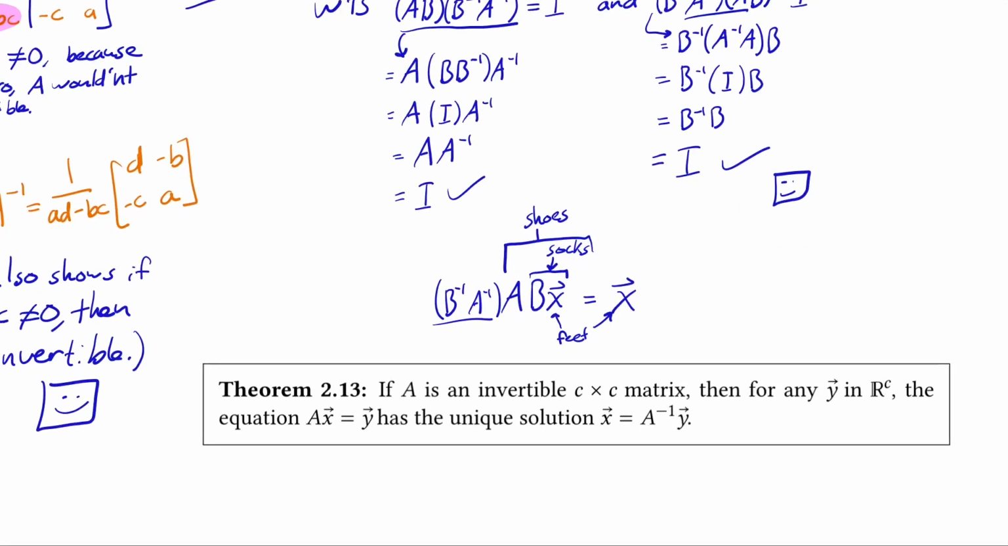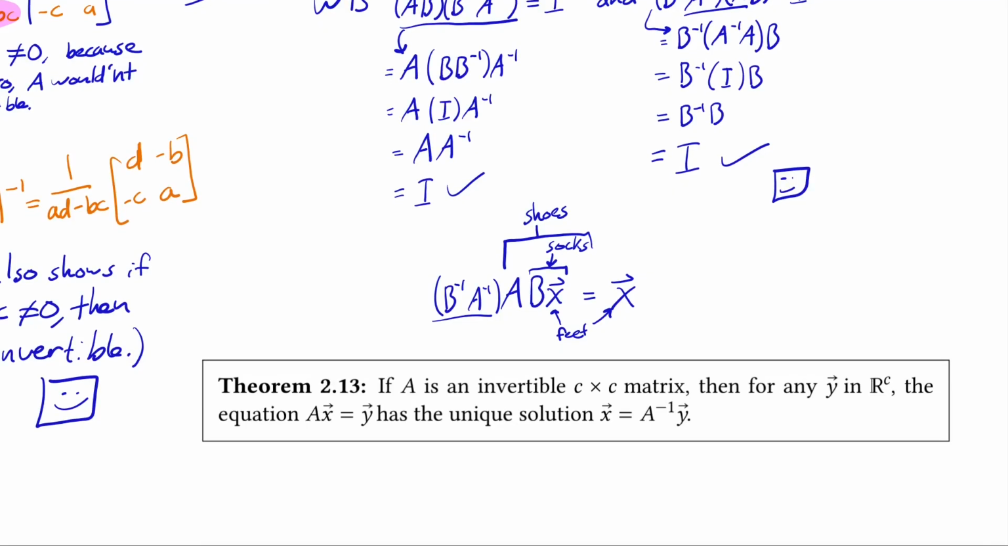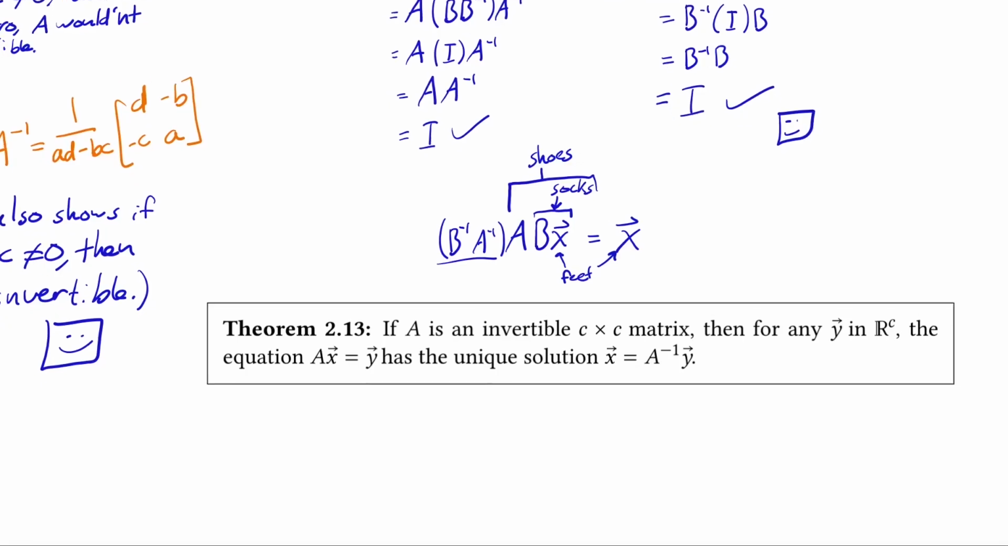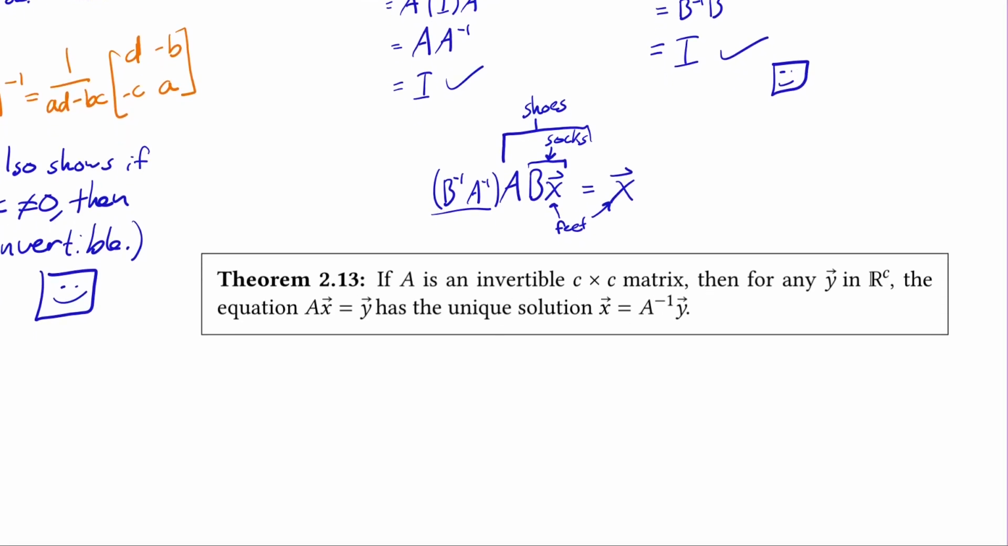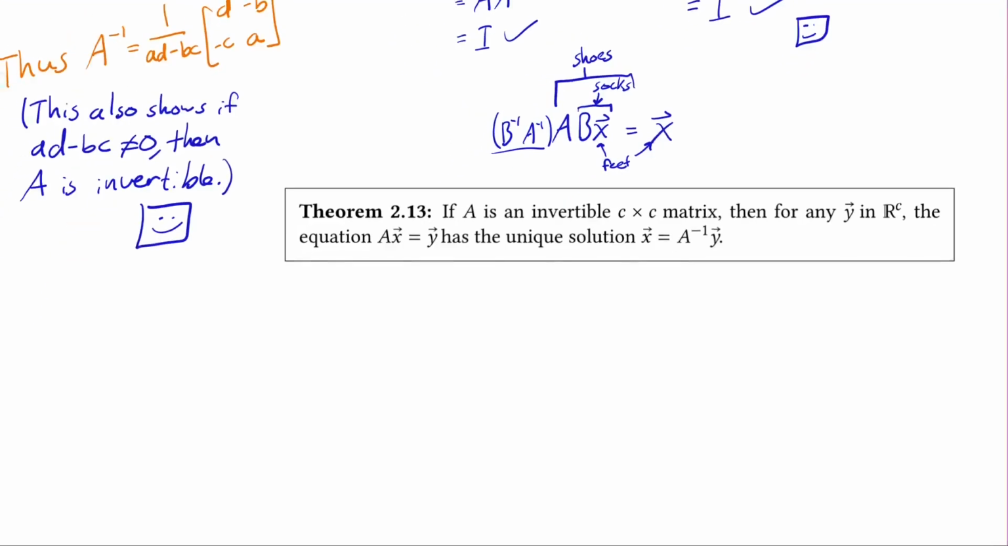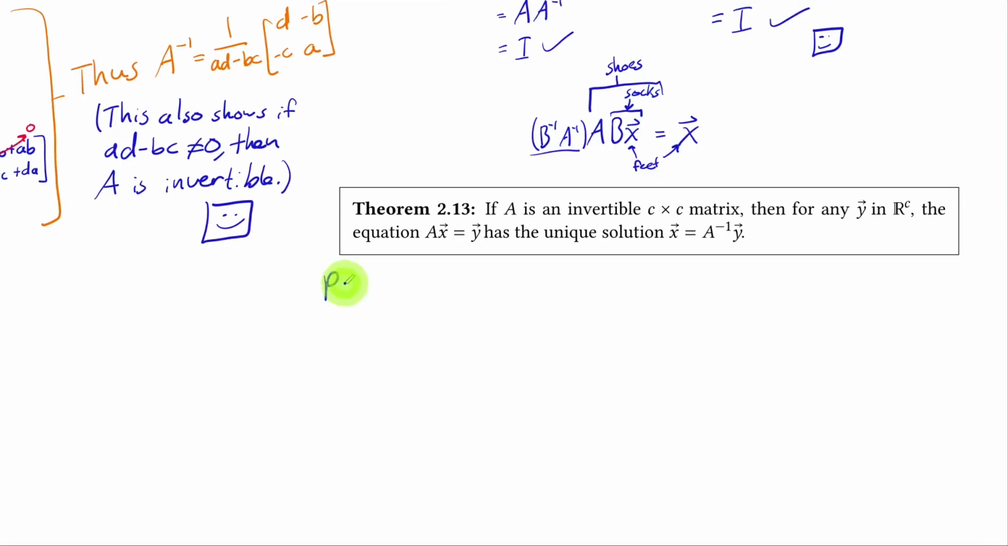Anyways, let's look at theorem 2.13 really quick, and then we will call it a day. So this says if A is an invertible C by C matrix, then for any vector y in RC, the equation Ax equals y has the unique solution x equals A inverse y. The proof is pretty quick, but there are actually two things to prove. One is that it has this as a solution. So we want to show that this actually is a solution.